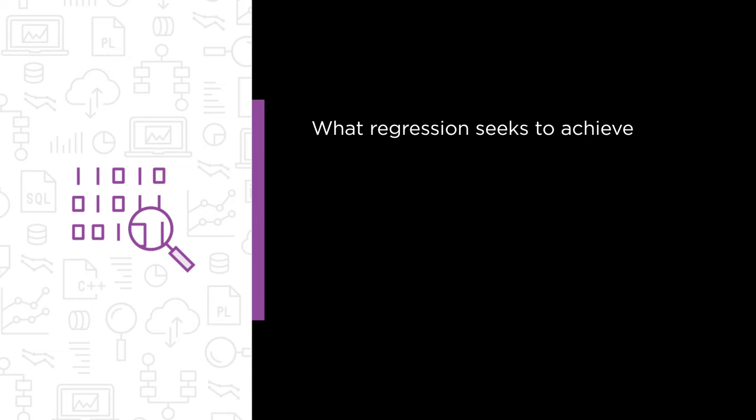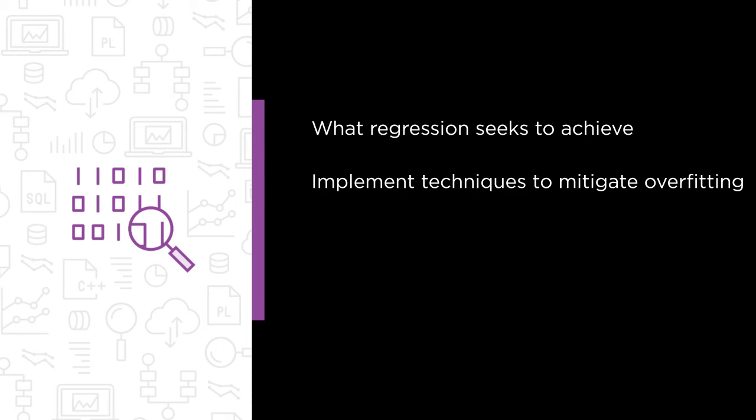First, you will learn what regression seeks to achieve and how the ubiquitous ordinary least squares algorithm works under the hood. Next, you will discover how to implement other techniques that mitigate overfitting, such as lasso, ridge, and elastic net regression. You will then understand other more advanced forms of regression, including those using support vector machines, decision trees, and stochastic gradient descent.